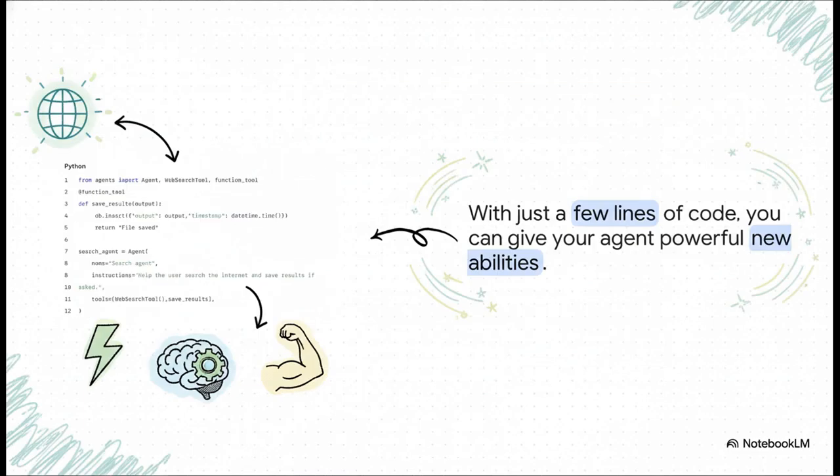And you might think this is super complex, but using OpenAI's software kit, this is all it takes to give an agent 2 powerful tools: the ability to search the web and a custom function to save the results. It's surprisingly straightforward to give your agent these kinds of superpowers.